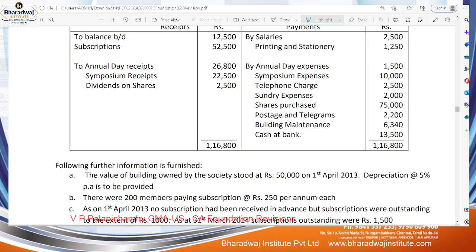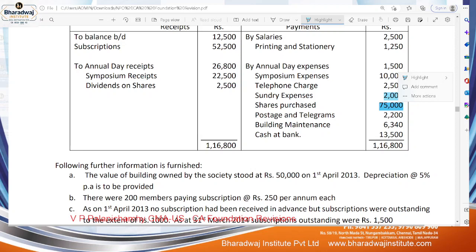Subscription income, annual receipts income, symposium receipts income, dividend on shares income will come as income. Then salary, printing and stationery are all expenses. Annual day expenses, symposium expenses, telephone charge, sundry expenses. What about shares purchased? Share purchase is an asset. The 75,000 is an asset. Then postage and telegrams, building maintenance is an expense.